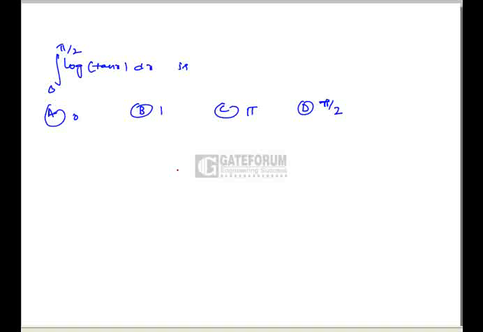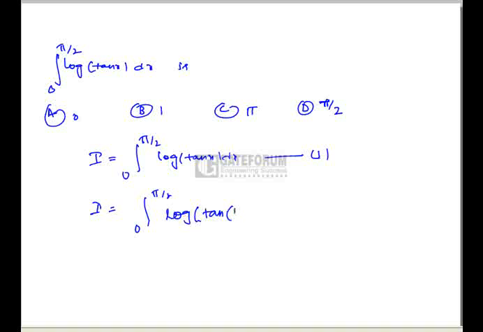Find the integral value of 0 to pi by 2 log of tan x dx. So let the given integral be some I, 0 to pi by 2 logarithm of tan x dx. Let it be equation 1. I equals 0 to pi by 2, you can write this as logarithm of tan of pi by 2 minus x dx.